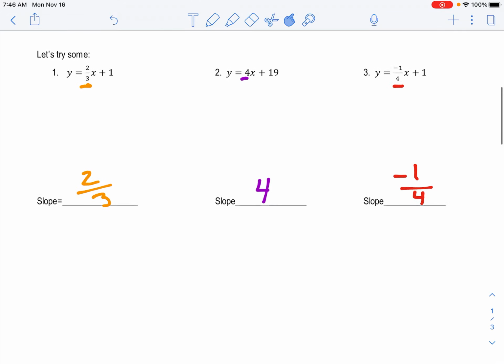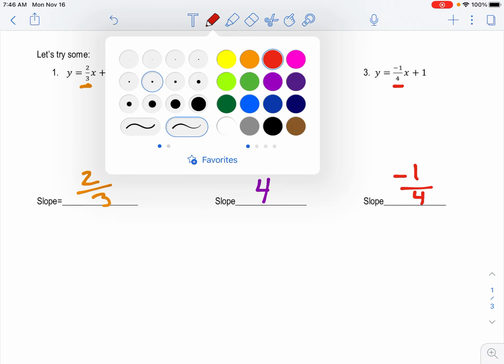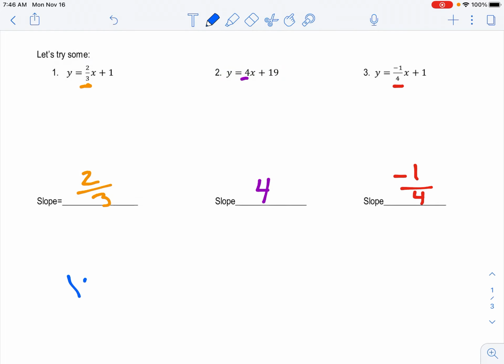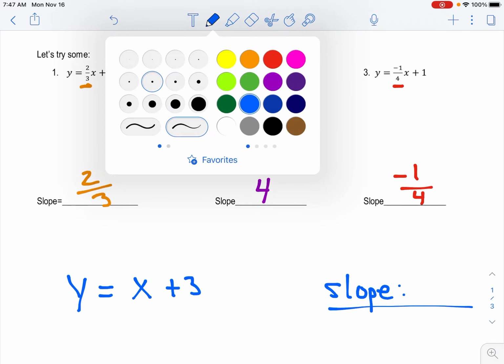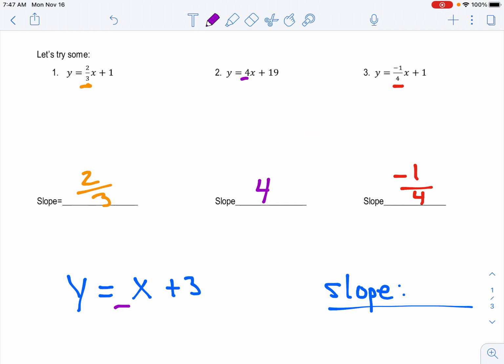All right, now, before we move on to some more of the challenging ones, let's say I gave you this: y equals x plus 3. My question is, what do you think the slope is? Take a second to answer it in your head. The y is by itself. Remember, the slope is the number that's next to the x. There's no number there, but technically we know there's a 1 there. So this would have a slope of 1.